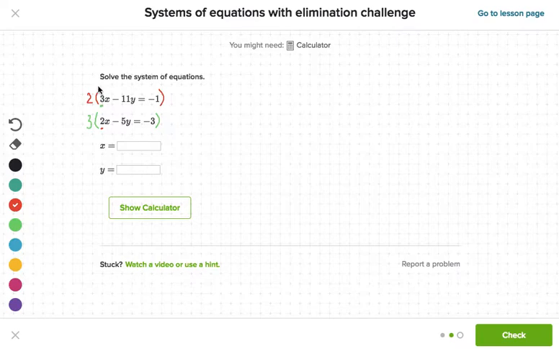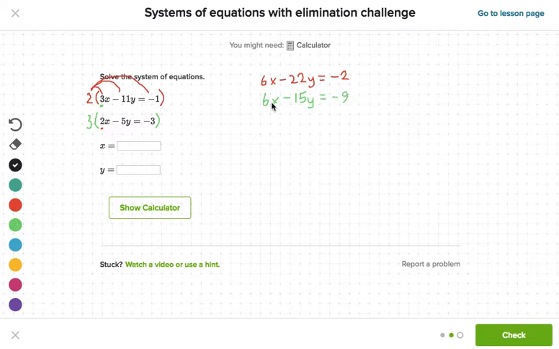See that? Okay, so distributing right here, we get 6x minus 22y equals negative 2, and we get 6x minus 15y equals negative 9.